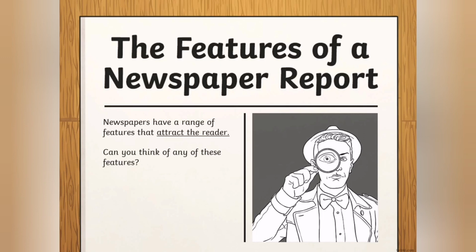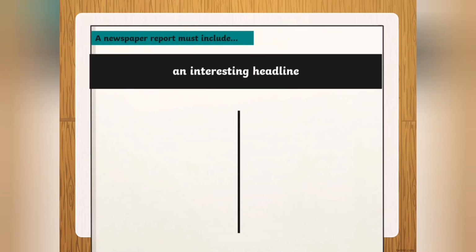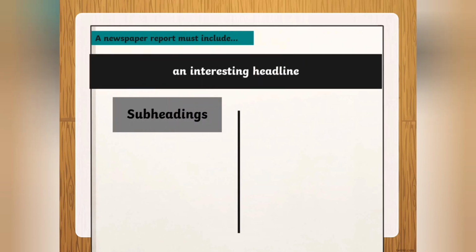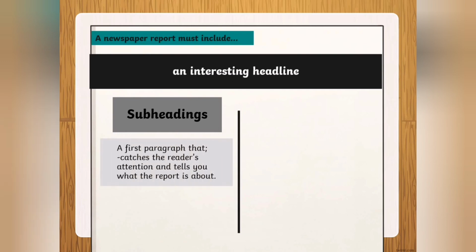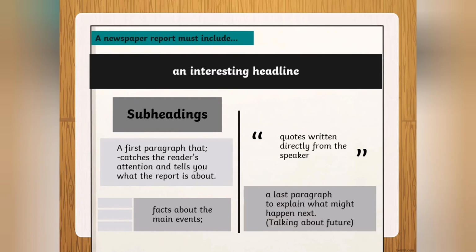All right. Newspaper reports must include an interesting headline, and then we should have subheadings. We also must have a paragraph that talks about what happened in the newspaper report briefly. We must have facts about the main event. Quotations are nice if you could put them in there, and we should also have a last paragraph that explains what might happen next.